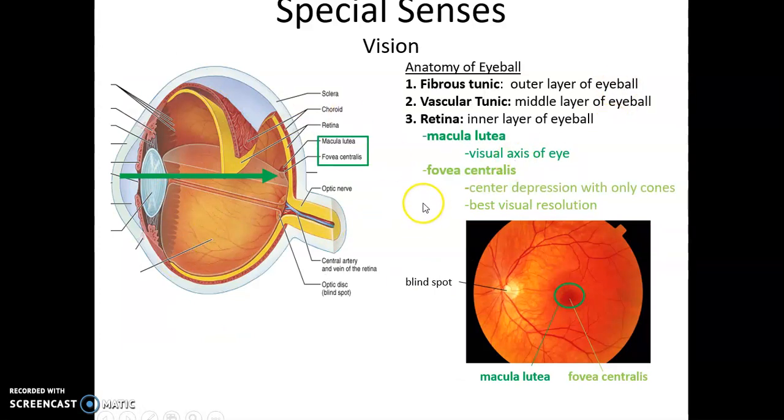All right, also present in the retina is an area that's dark when you look at it, or when the eye doctor looks at it, and that is called the macula lutea. Macula lutea is the visual axis of the eye. It is directly across from the pupil, so it gets the best, most crisp visual inputs. And in the very center of the macula lutea is a depression called the fovea centralis, which only possesses cones. No rods, only cones. And again, this gives us the absolute best visual resolution right there in the center of our field of vision.